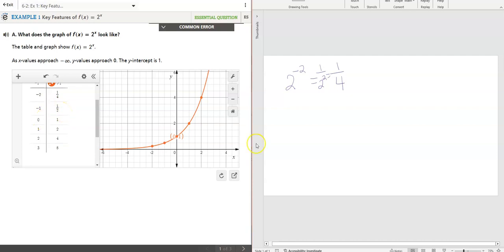If my exponent is 0, 2 to the power of 0, again, because of our properties of exponents, I know that that's going to equal 1. So that is where our y-intercept comes in, okay, because when x is 0, then y will be 1. And then, as you can see, as I get into these higher and higher numbers, my y value is growing so quickly. It's going so fast.